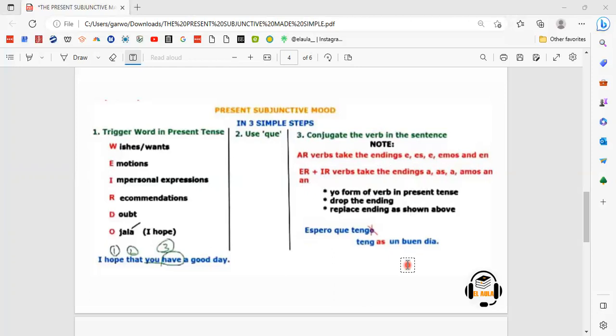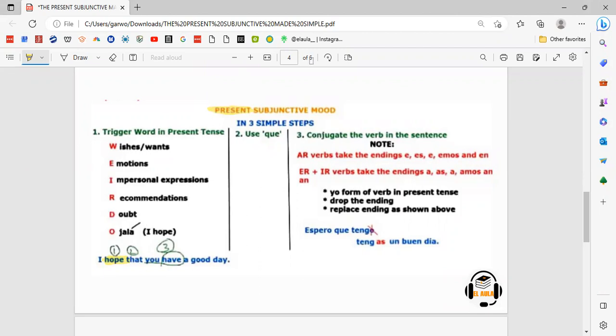Now, something that I want to highlight, right? Okay, if we think about it, we're looking at the present subjunctive mood, right? And the trigger word in the present subjunctive mood is actually in the present tense. So just keep that in mind. That's a good connection to have right here.